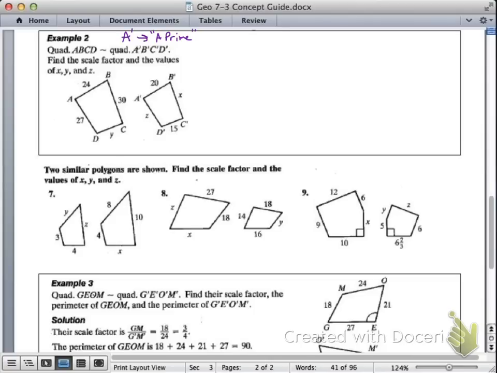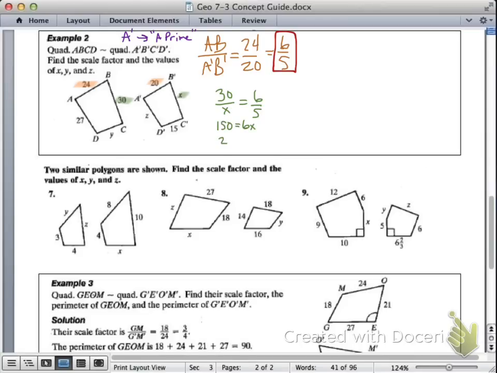So you first need to figure out what the scale ratio is, the scale factor rather. AB and A prime B prime are given, so the scale factor ends up being 24 over 20, which reduces to 6 over 5. This is now going to be the key to figuring out what X, Y, and Z are. All right, so 30 over X, BC and B prime C prime give us the proportion that we need. 30 over X equals 6 over 5. From there we can solve and get that X is equal to 25.